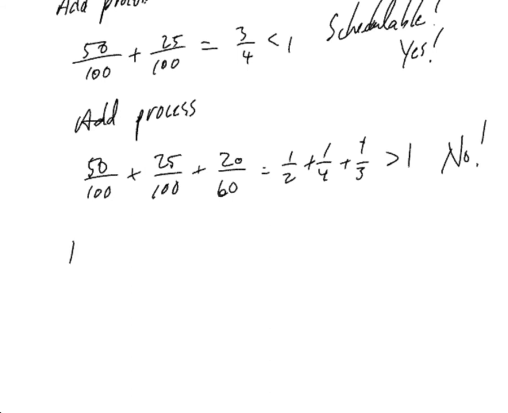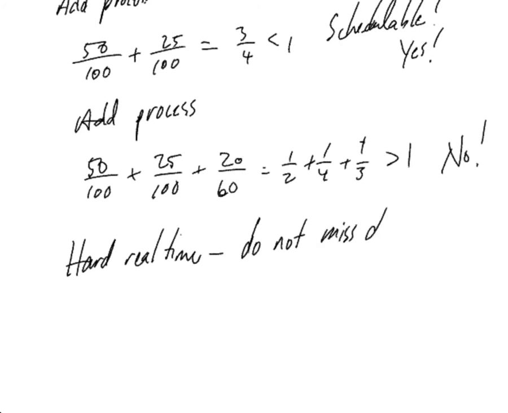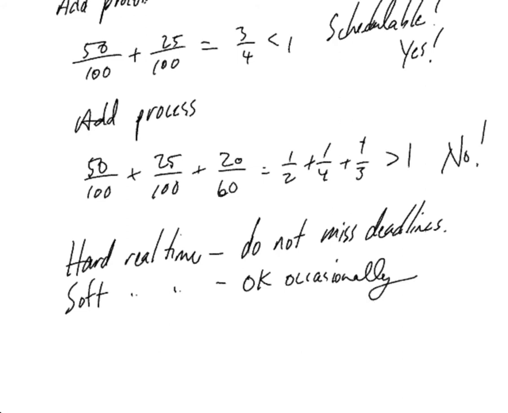Now, we have hard real-time systems, and in those, we cannot miss deadlines. And we also have soft real-time, and in soft, it's okay to miss an occasional deadline. Okay, so that's scheduling in a real-time system. Let's talk about the dining philosopher's problem.